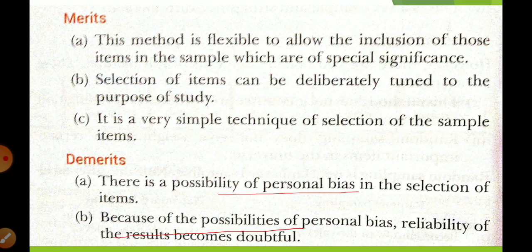So remember, the success of this method and its result totally depend upon the investigator. If the investigator wants the result to be 100% good and accurate, there must be no personal bias, meaning he does not involve his likes and dislikes when selecting the sample. The sample is selected only according to the purpose of the inquiry, okay students.